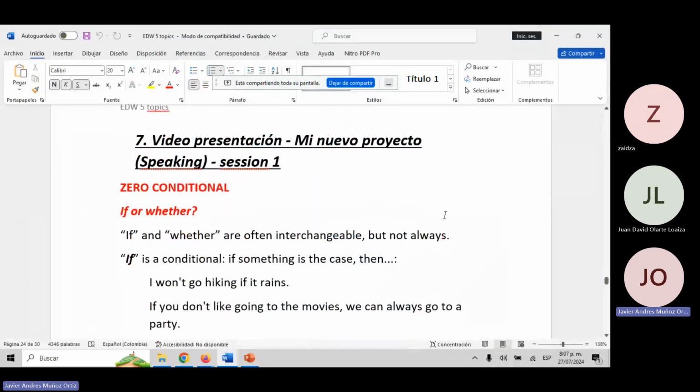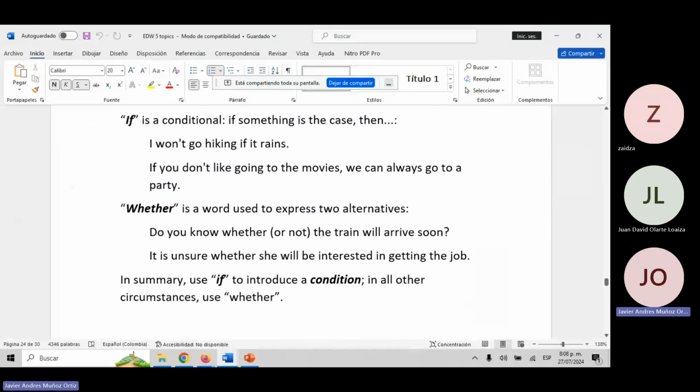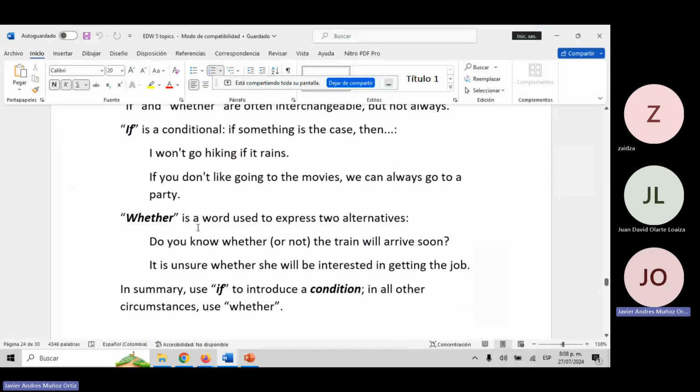Last time we were talking about conditionals, because the evidence is going to use conditionals. First, we said that there is a difference between if and whether, because in Spanish, both are translated as sí, but this is a condition. If and whether are translated the same in Spanish. But what's the difference? We use whether when we have two options, only two options.